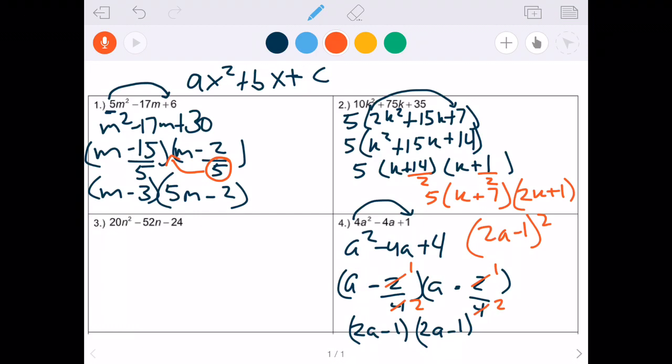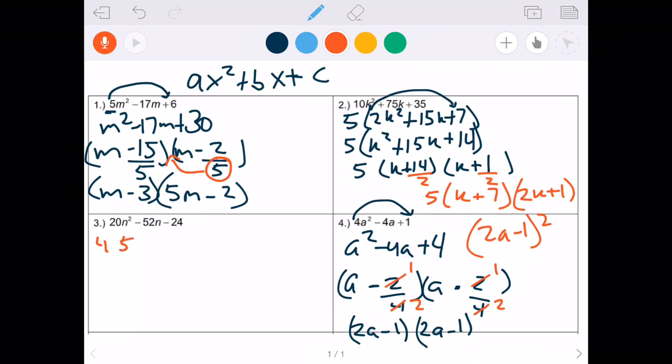Number 3, if you want to pause the video and try this one on your own, that would be a good idea. So same thing, we're going to start with the GCF. So if we try 2, I know 2 is going to work, but also it looks like 4 will work. So I think the GCF here should be 4.